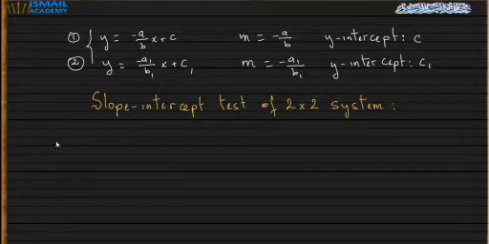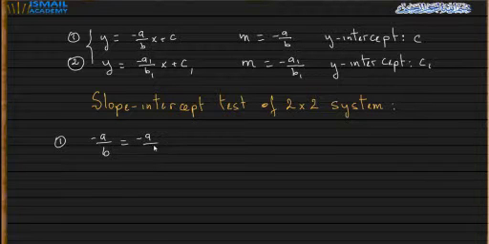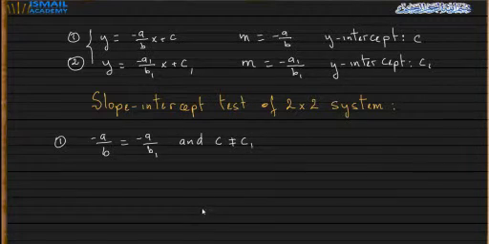For the first case, if the slopes of both are equal but they don't have the same y-intercept, so if I have minus a over b equal to minus a1 over b1 and c is different from c1, in that case we have an inconsistent system and there is no solution. The graph will be two parallel lines that are not intersecting, so they have no common point.